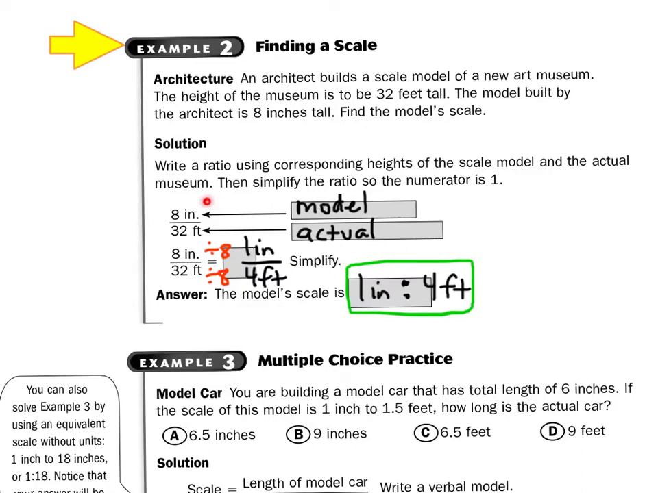So if I start off with 8 inches over 32 feet, because remember, the model, the little goes on top, the big goes on the bottom. And so then I just try to get the numerator, the top number, to be 1. So I divide both the top and the bottom by 8. So I get 1 inch over 4 feet. So that means the scale is 1 inch, and then use the colon, the 2 dots, compared to 4 feet. So 1 inch on the model is 4 feet in real life. And then for the movie clue today, I want you to write something right here that I'll tell you at the end, but it's going to go right here by example 2.